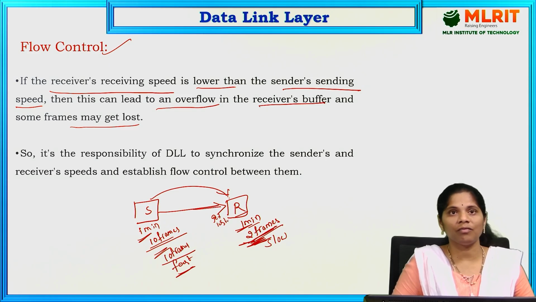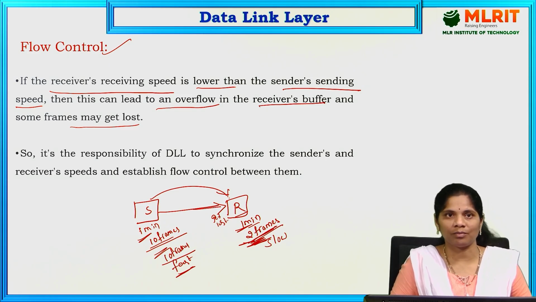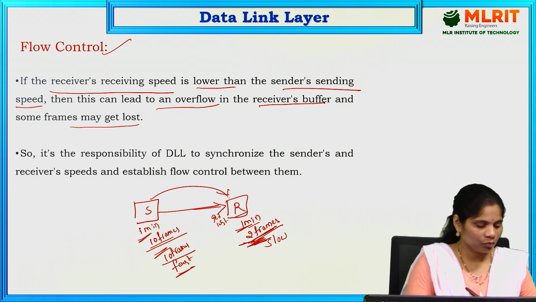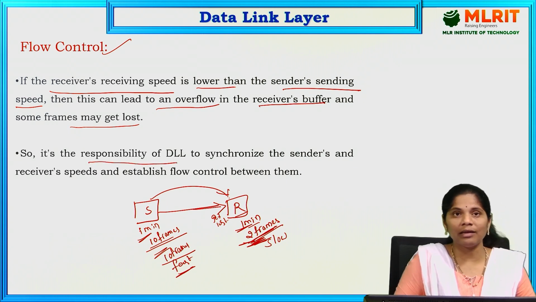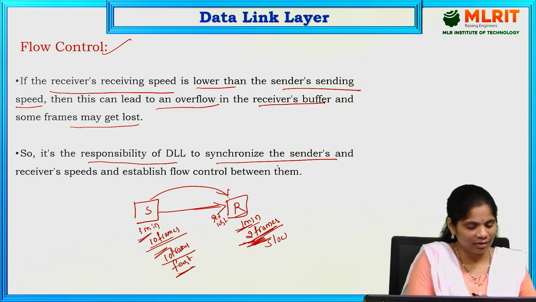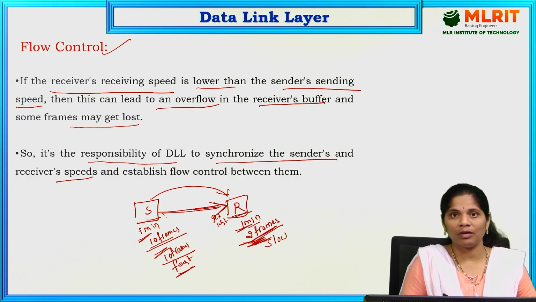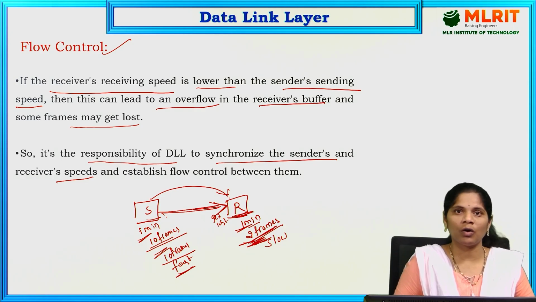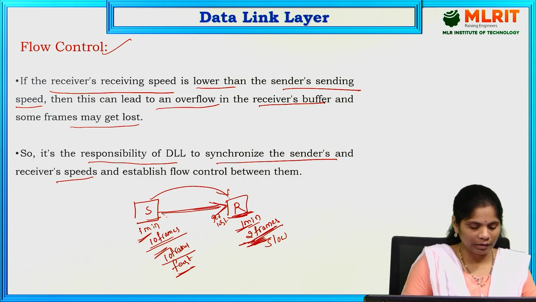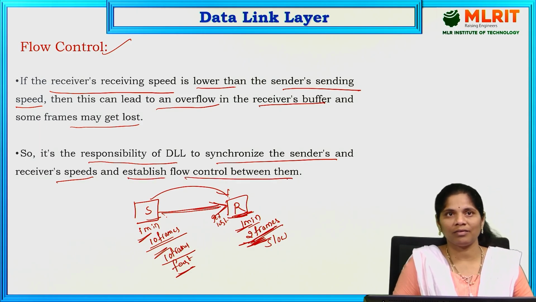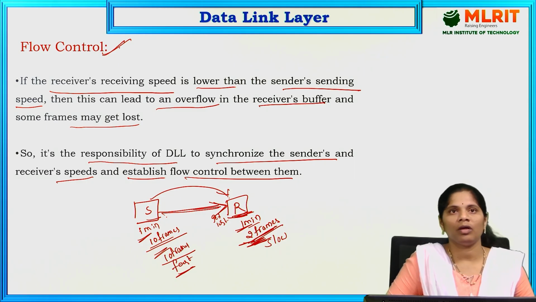For that reason, we have to follow flow control mechanisms. Those flow control mechanisms we will discuss in the next classes. So, the responsibility of the data link layer is to synchronize the sender and receiver speed. We have to check at what speed the sender is sending and at what speed the receiver is receiving, and establish flow control between the sender and receiver. That is nothing but the flow control.